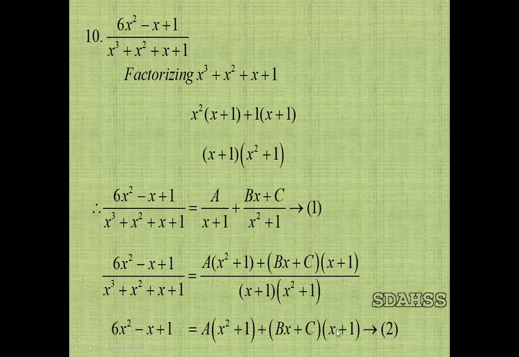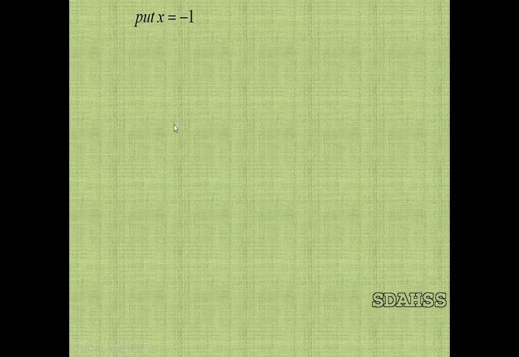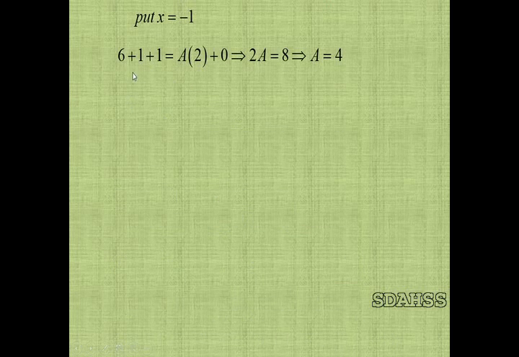Now consider this factor x plus 1. So put x plus 1 is equal to 0. So x plus 1 equal to 0 means x is equal to minus 1. Substitute x is equal to minus 1 in the second equation. So this second equation becomes 6 into 1 plus 1 is equal to a into 2 plus 0. So in the left hand side you have 8. 8 is equal to 2a. Then a is equal to 4.